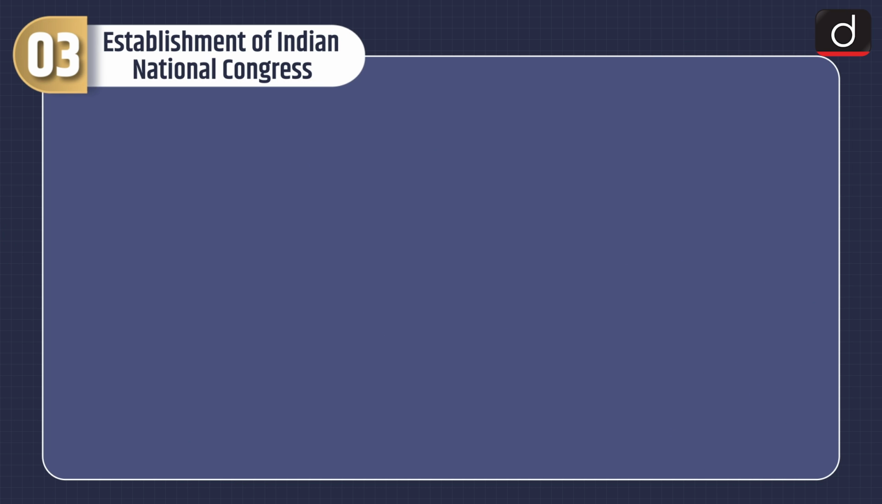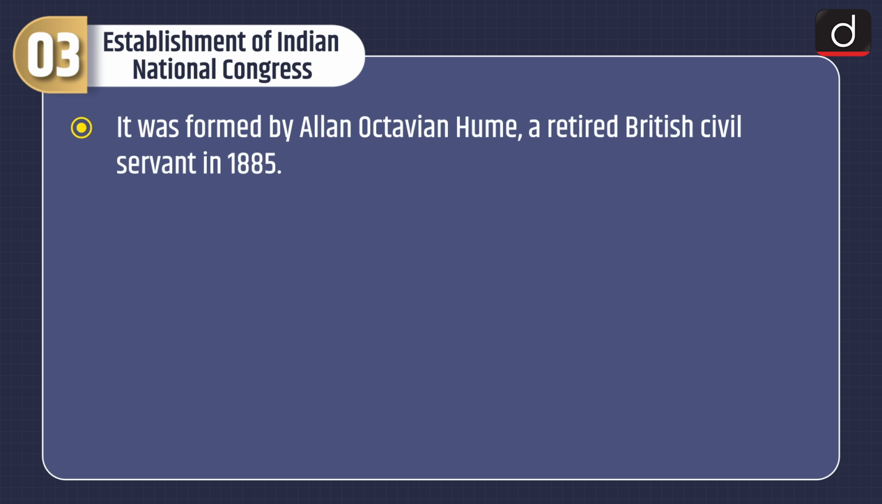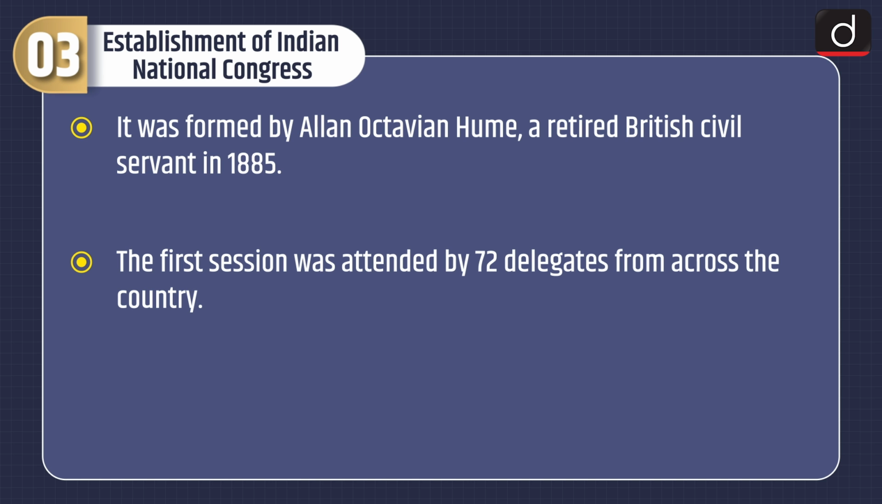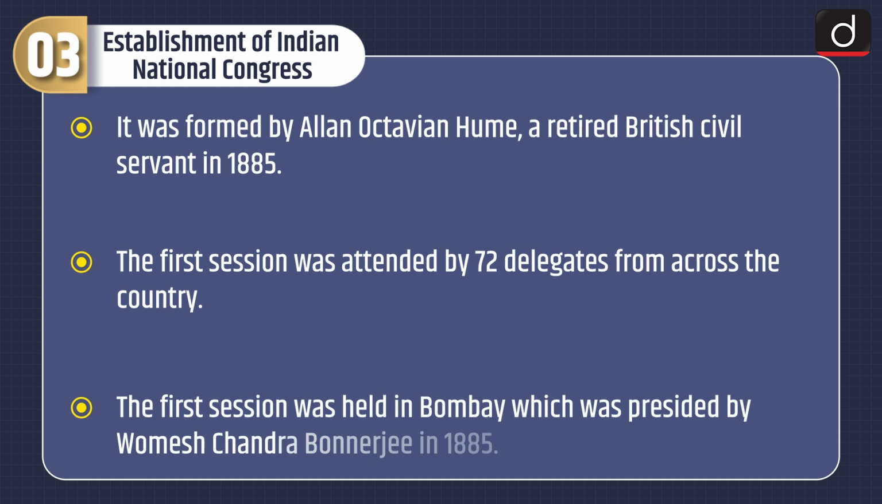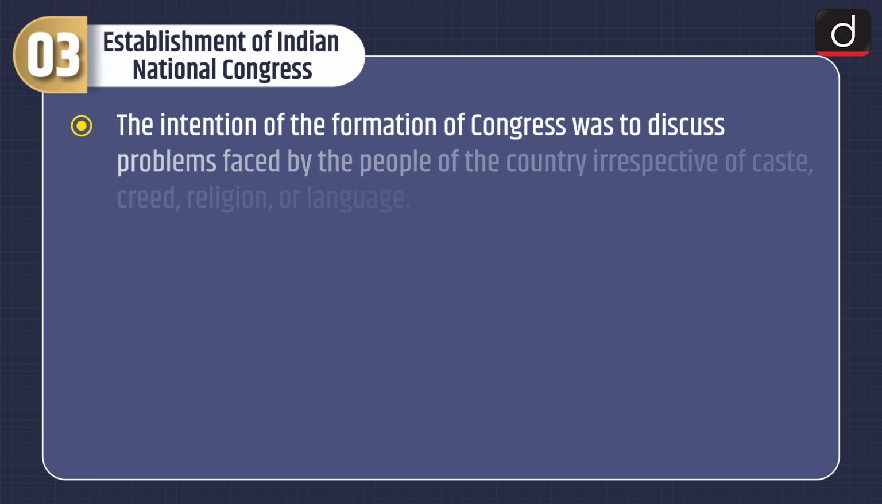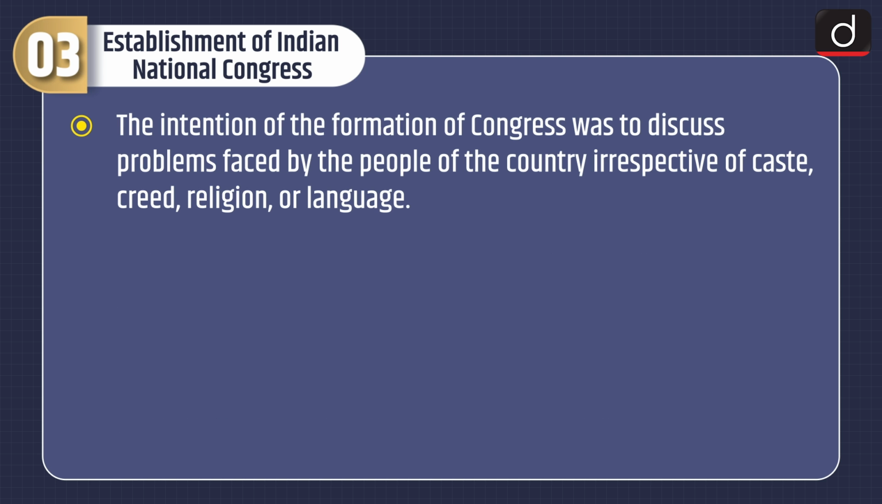Now let's discuss about establishment of Indian National Congress. It was formed by Alan Octavian Hume, a retired British civil servant, in 1885. The first session was attended by 72 delegates from across the country. The first session was held in Bombay, which was presided by Womesh Chandra Banerjee in 1885. The intention of the formation of Congress was to discuss problems faced by the people of the country irrespective of caste, creed, religion or language.